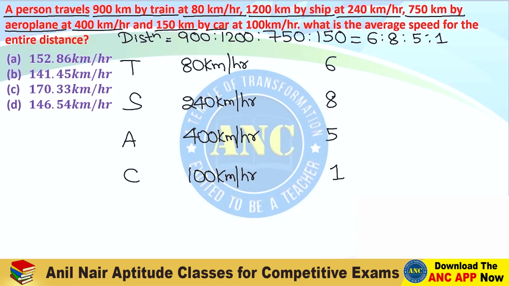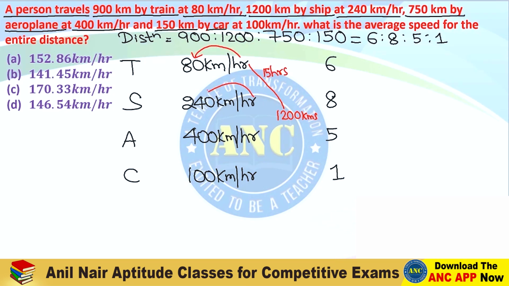Let me use a different color for your better understanding. Speed values are given, but I know the distance is constant. I will assume the distance as LCM of all these four values. LCM of all the four values of 80, 240, 400 and 100 is 1200 kilometers. In 1 hour it is 80. To cover 1200, it will take 15 hours. I hope you are understanding.